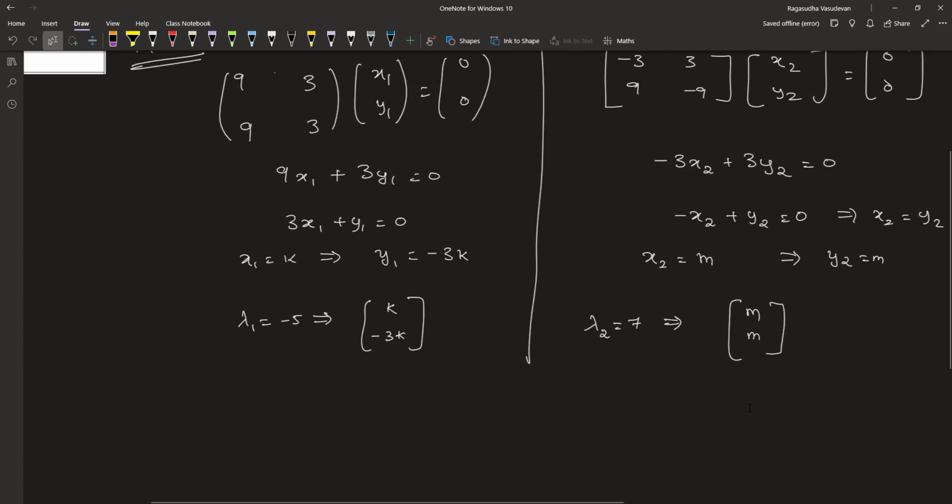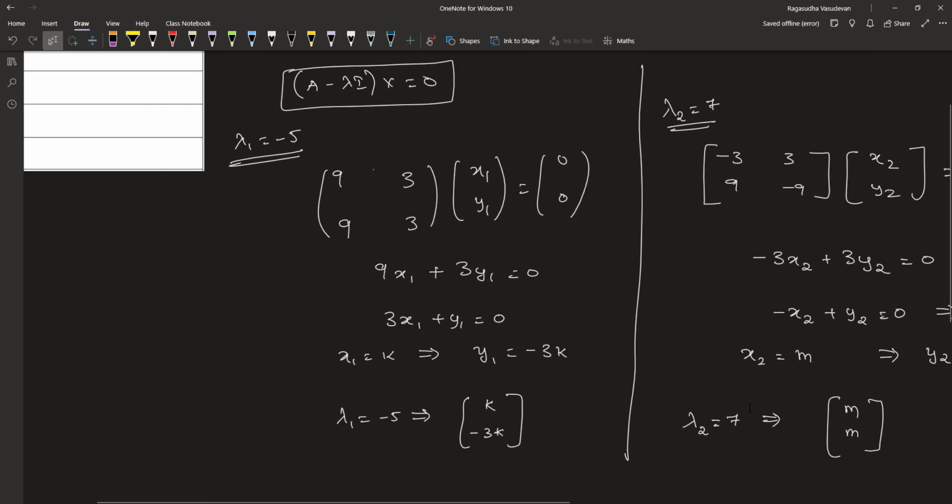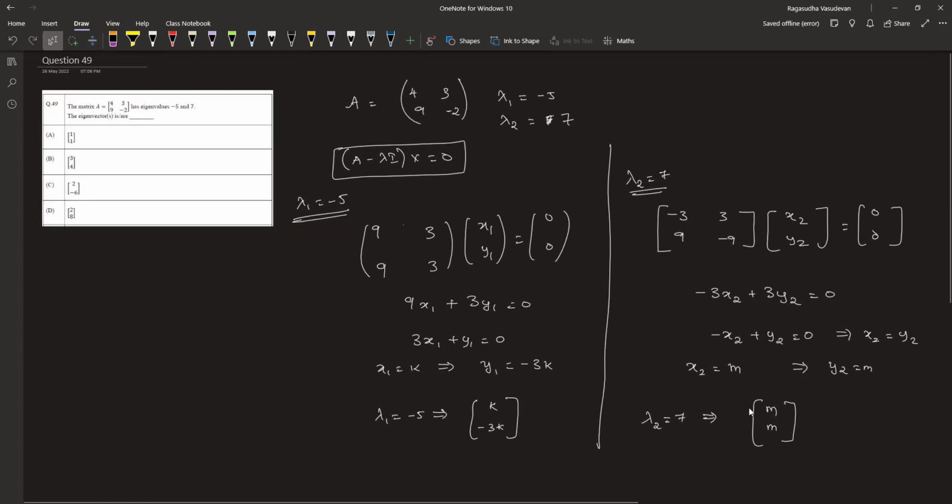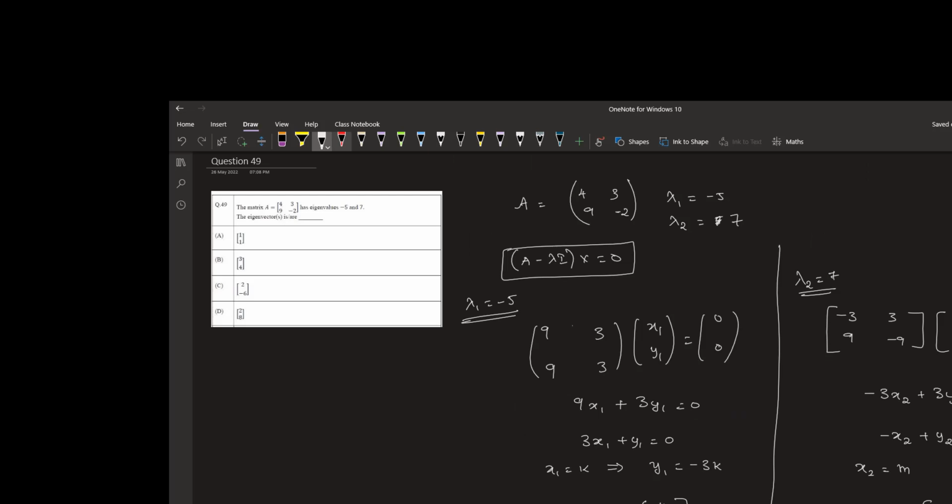Let us now see the options, because this is a multi-select question. Option A is 1 comma 1. This corresponds to lambda 2. Option B doesn't correspond to any of these eigenvalues. Option C is 2 and minus 6, which corresponds to lambda 1. Option D is 2 and 8. It doesn't correspond to any of these eigenvalues.